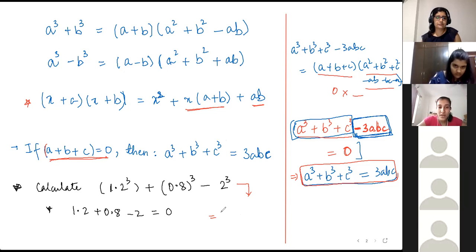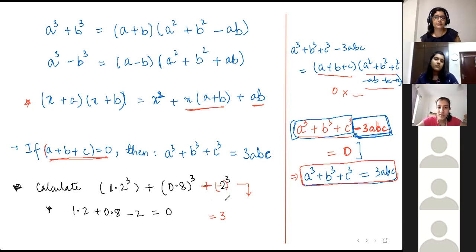Ma'am, it would be 1.2 cube plus 0.8 cube plus 2 cube equals... It is minus here. If I take plus, then this value will not be 0 and we can't apply it. So be careful. Take care of your signs. Ma'am, I thought because in the identity it is plus c cube. So essentially this is plus minus 2 cube. You interpret it like that.